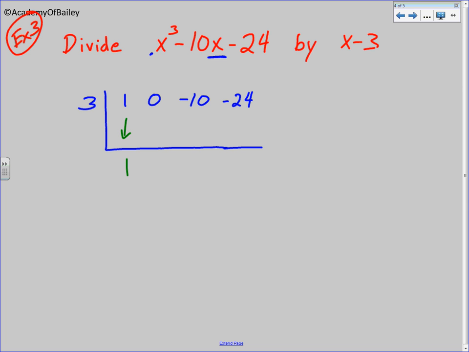Drop down the 1. 3 times 1 is 3. Add those two numbers together: 0 plus 3 is 3. 3 times 3 is 9. Add negative 10 and 9 to give you negative 1. And 3 times negative 1 should be negative 3. And you add negative 24 and negative 3, which gives you negative 27.